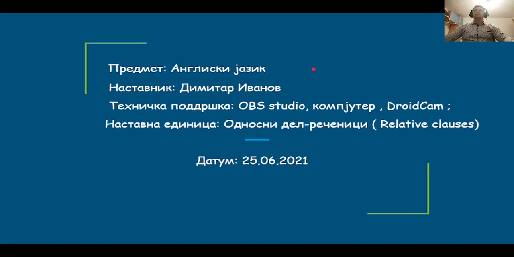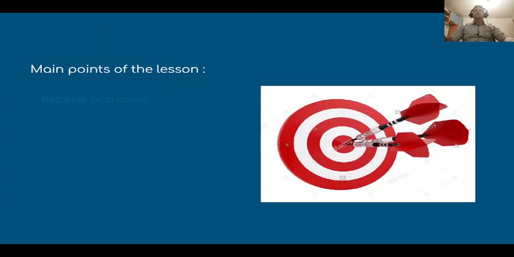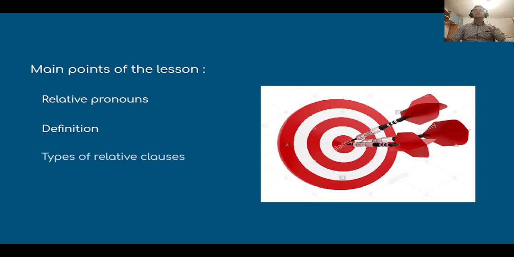Today's lesson is going to be about relative clauses. Without further talk, let's go straight to the main points of our lesson. So, today we're going to revise briefly which were the relative pronouns and how we use them in a sentence. Then we're going to define the relative clauses. Then, right after that, we're going to talk about the two types of relative clauses, the defining and the non-defining ones, and later on, in the end, we're going to have some practice. So, let's start.